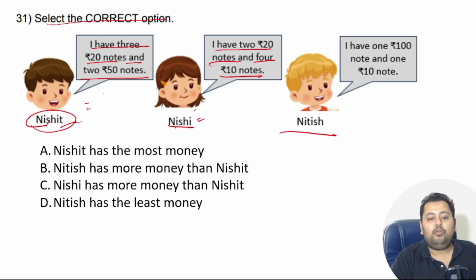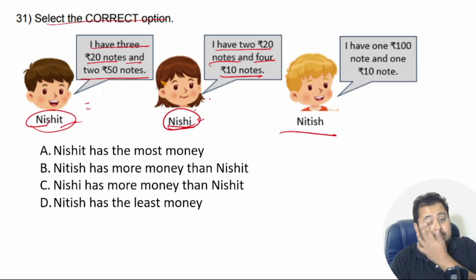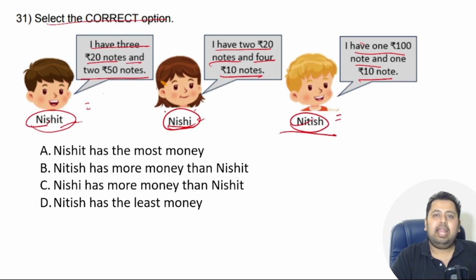Again, you have to find out how much money Nitish has. Nitish says, I have 1 rupees 100 note and 1 rupees 10 note. So you have to find out how much money Nitish has and then find out which of the options is actually correct. So pause the video and solve it for yourself. This is very important, that you solve it first by yourself and then move to the solution. Solving and practicing is very important if you really want to ace this examination.